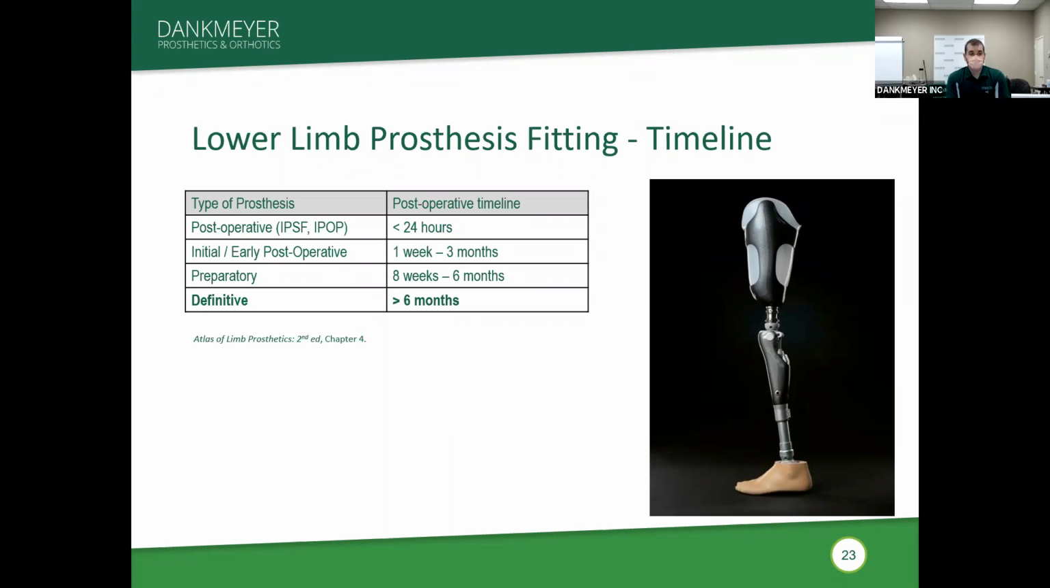So then once you move on to the definitive, this is typically fit later than 6 months. And we're using definitive components. You still can adjust and accommodate for some volume change. But generally speaking, the amount of adjusting that we can do to a definitive is substantially less than that of a prep.